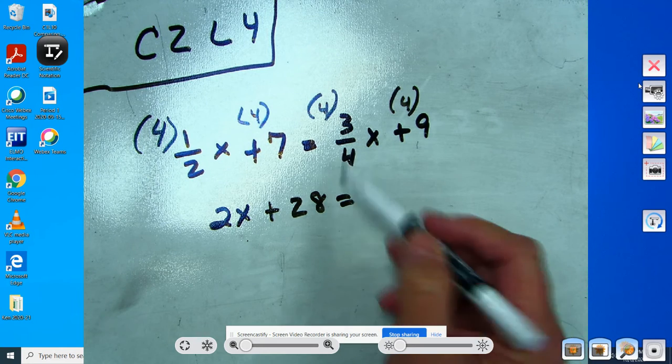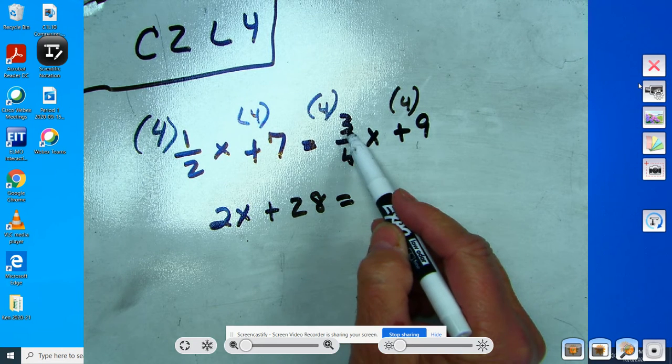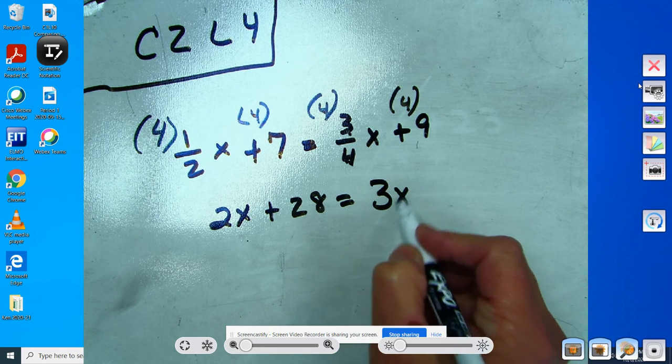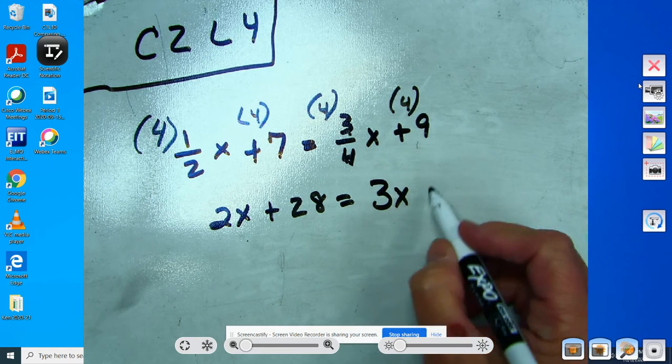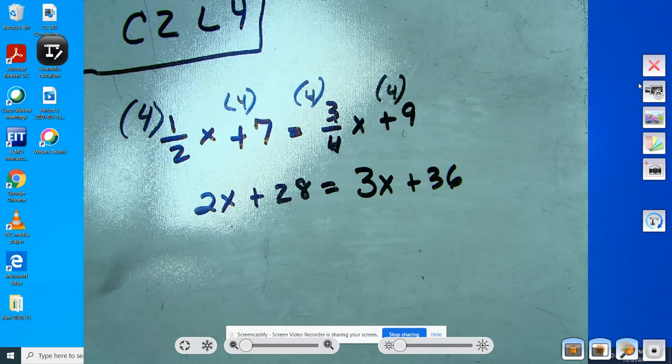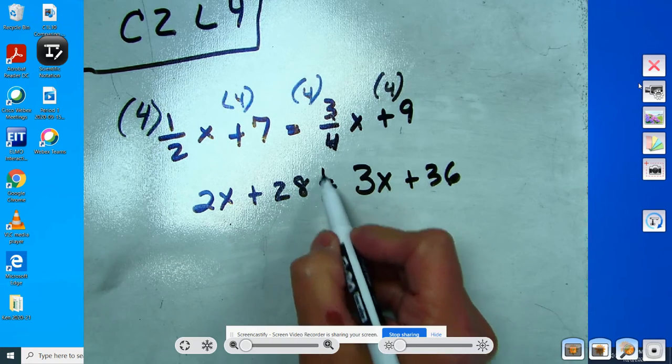You're not sure what I said? 4 times 3 is 12. 12 divided by 4 is 3. So I have my 3x. And 4 times 9 is 36. Okay, now my problem looks like the other one did.